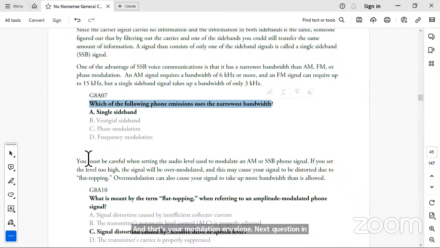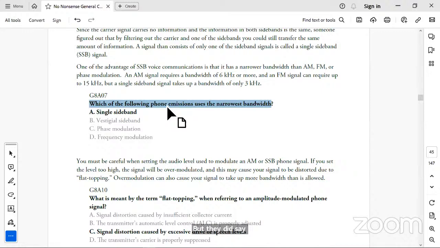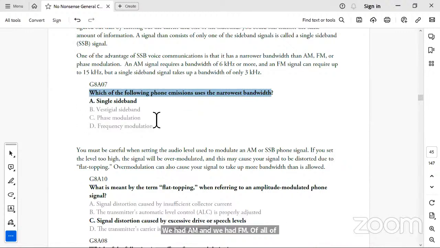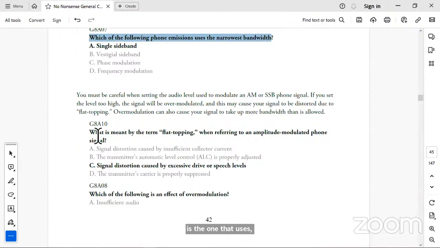Which of the following phone emissions uses the narrowest bandwidth? So we did say that, so we're talking phone emissions, right? If they didn't say phone emissions, then we might be tempted to say, hey, CW, Morse code, that mode CW occupies very little bandwidth, right? But they did say phone emissions. So if we dissect this question, phone emission means voice. So of all, remember we showed we had SSB or single sideband, we had AM and we had FM. Of all of them, single sideband is the one that occupies the narrowest space or bandwidth. All right.